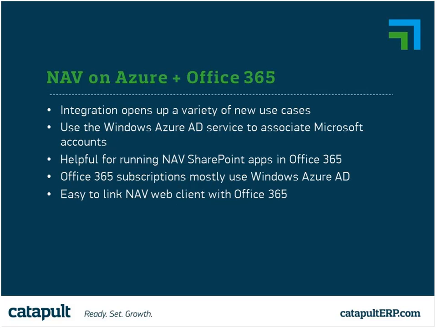Integrating NAV on Azure with Office 365 offers some interesting opportunities as well. Again, this is a situation where you can use the Windows Azure Active Directory service to associate with Microsoft accounts. So you can use your Microsoft account to connect to NAV and then Office 365 as well, without signing in multiple times. This can be really helpful if you've deployed any kind of SharePoint applications for NAV within Office 365. So, for example, if you have users who are entering expense data, or if you're using Jobs and you have a timesheet in SharePoint, for example, that goes against the NAV Jobs module. These are some great use cases where having NAV in Azure really can speed things up. Yeah, and it's super easy to tie them together.